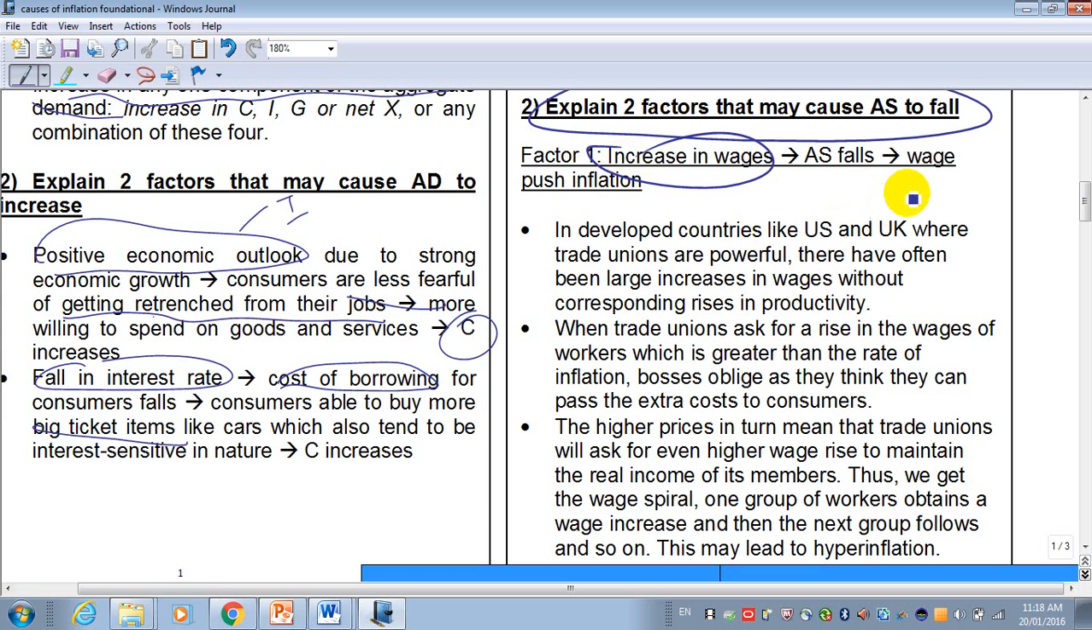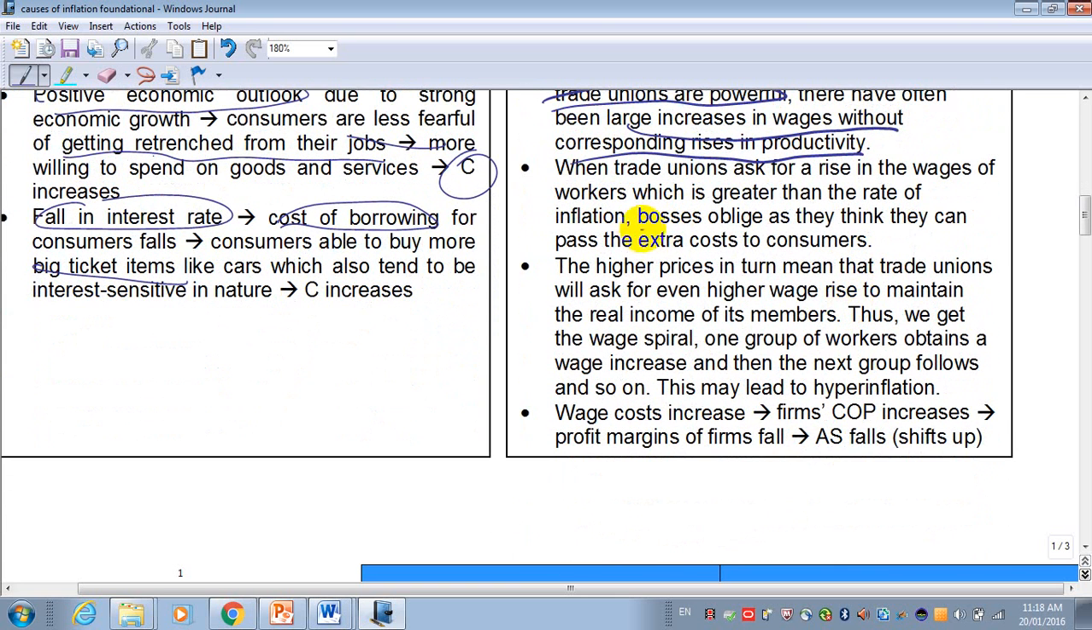For example, in developed countries, the trade unions might be very powerful. When they are very powerful, they might be able to ask for large increases in wages without corresponding rises in productivity. That means the workers' productivity did not increase, but the trade unions are still asking for higher wages. That means that the cost of production will increase, because they're asking for such high wages. So the bosses may oblige because they think they can pass on the extra cost to the consumers.